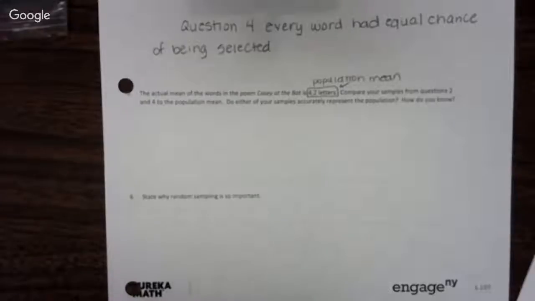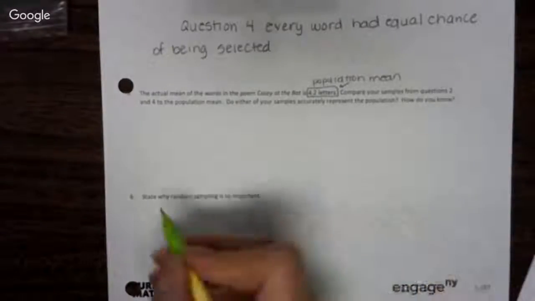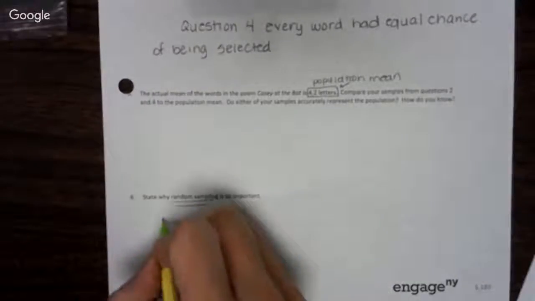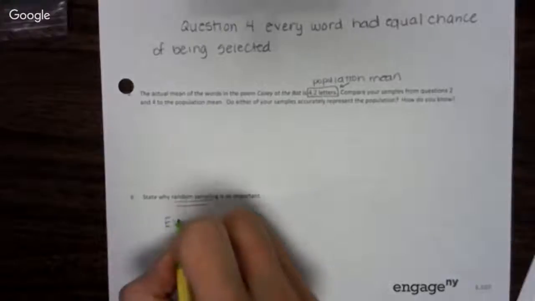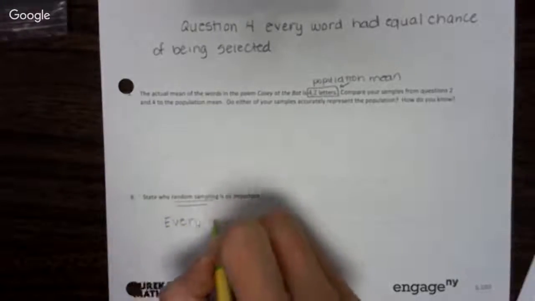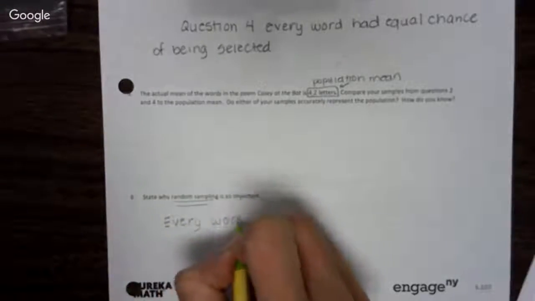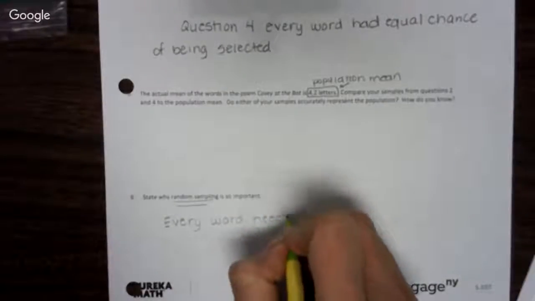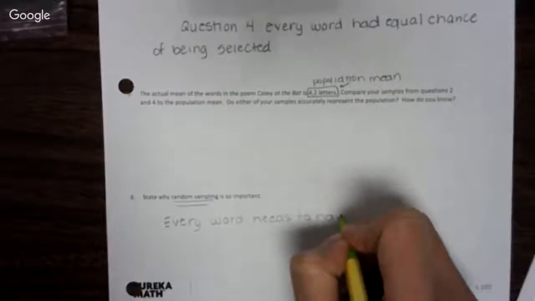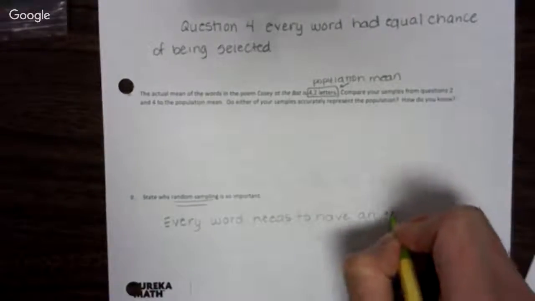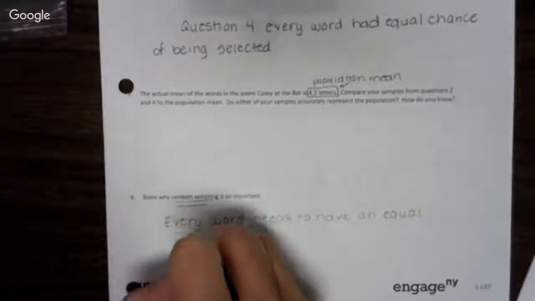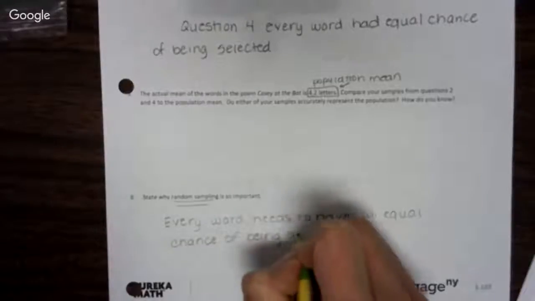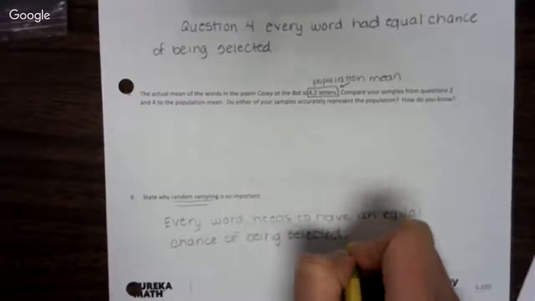All right, question 6, state why random sampling is so important. So let's basically wrap this up. Why is random sampling so important? The one thing that you're going to hear me say a whole lot, if you haven't already, is that every word, in this case it's words, but anything that you're trying to survey, needs to have an equal chance of being selected. That's the major point of this lesson.